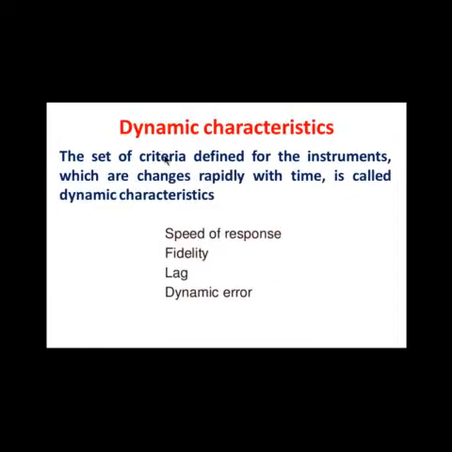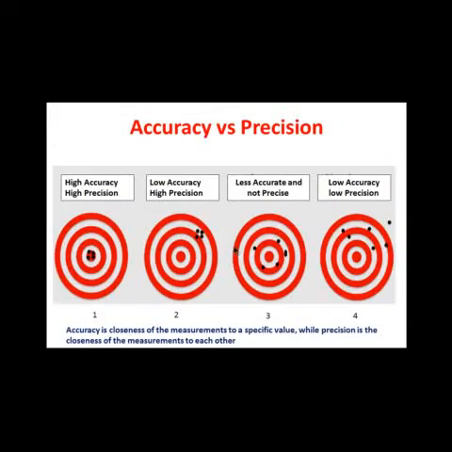Next we have dynamic characteristics. The set of criteria defined for the instrument which change rapidly with time. So the criteria of the instrument which change rapidly with time can be considered as dynamic characteristics. The examples of dynamic characteristics are speed of response, fidelity, lag, and dynamic error. First we'll learn the static characteristics.